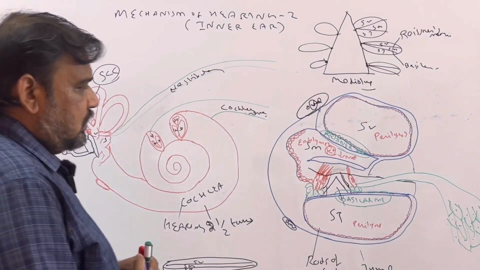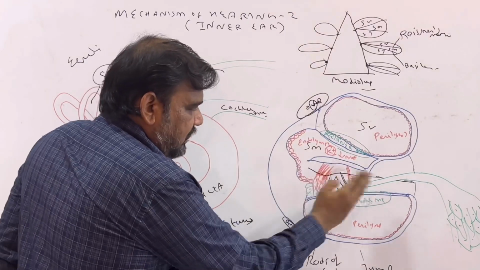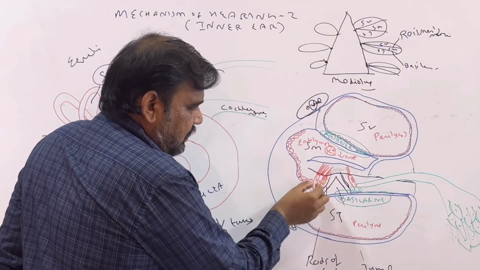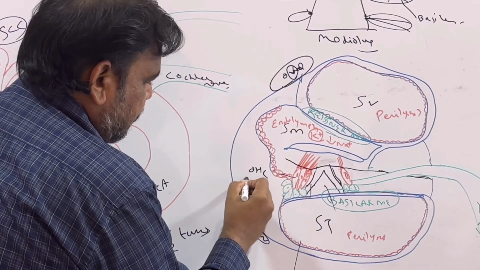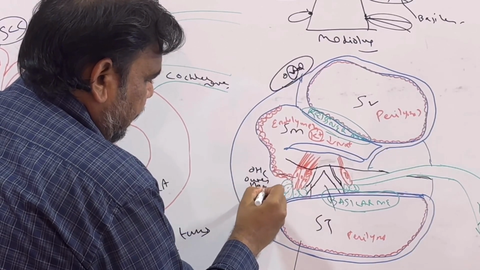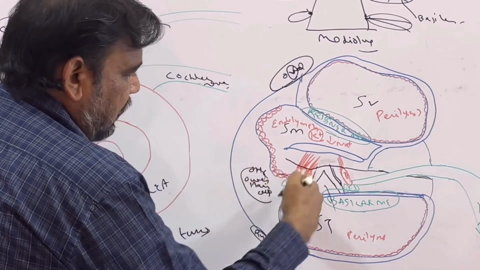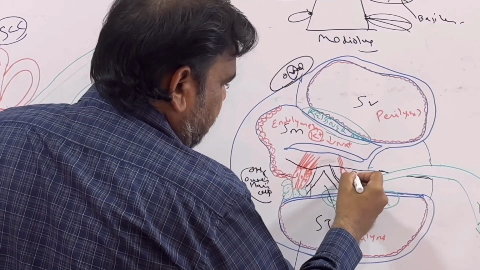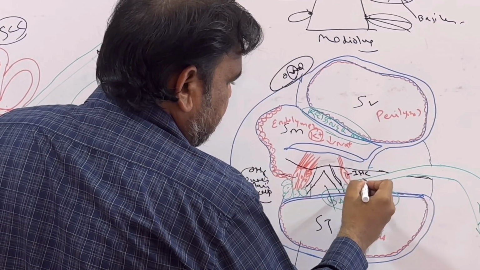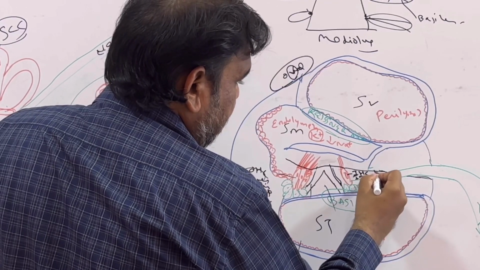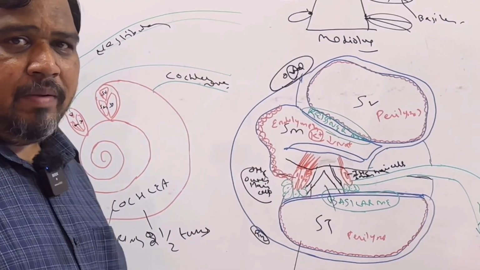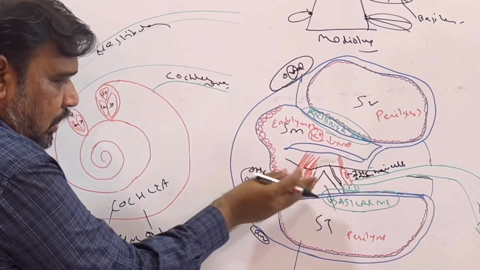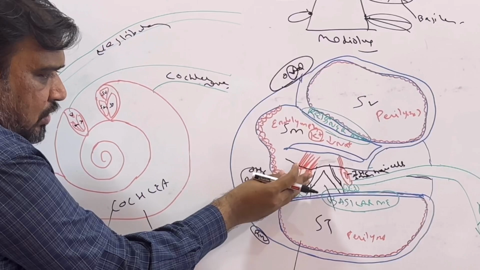Now I want you to concentrate a little bit more. On either side of the rods of Corti, you can see 3. These are called outer hair cells. Outer hair cells, almost 3 I have drawn. And this side also there is 1. This is called inner hair cells. So on either side of the rods of Corti, I have outside, outer hair cells, almost 3 I have drawn.